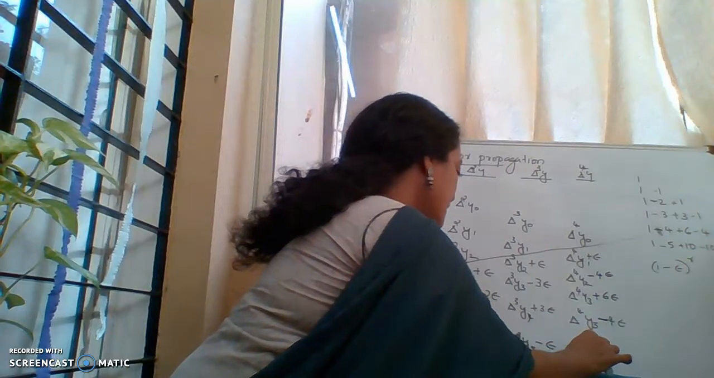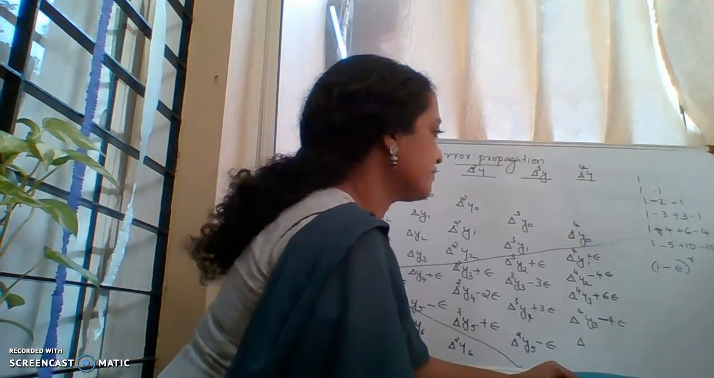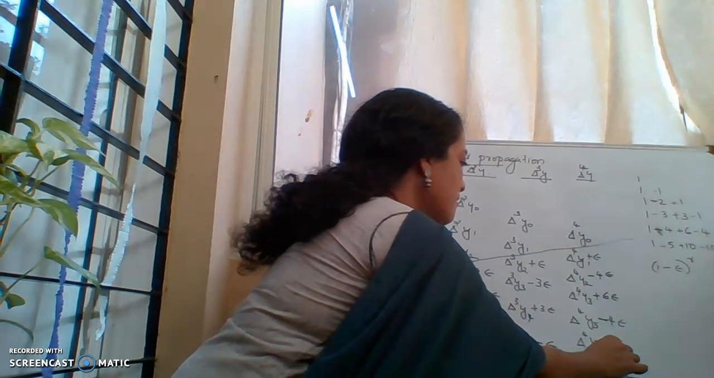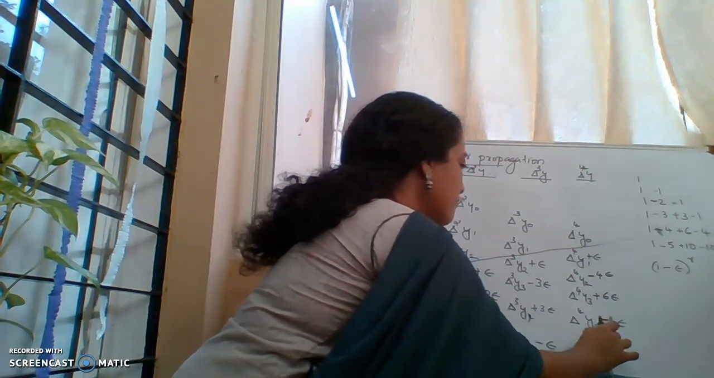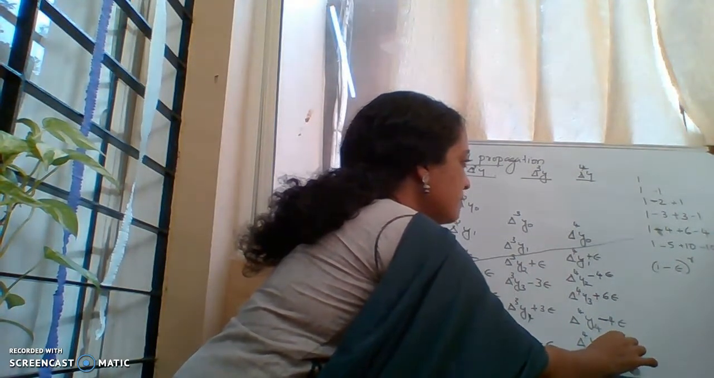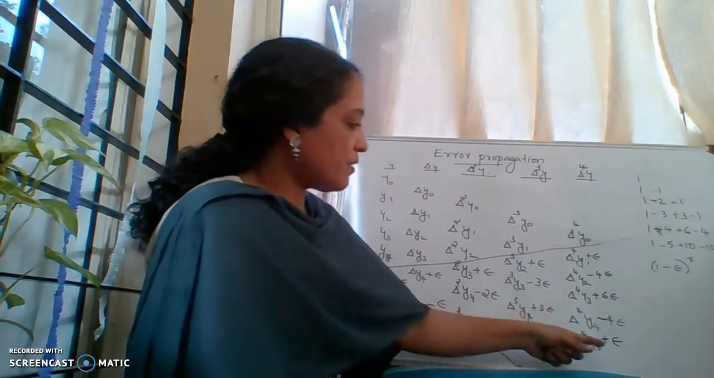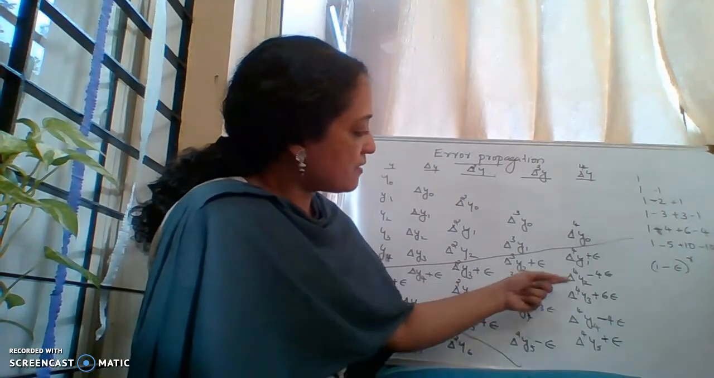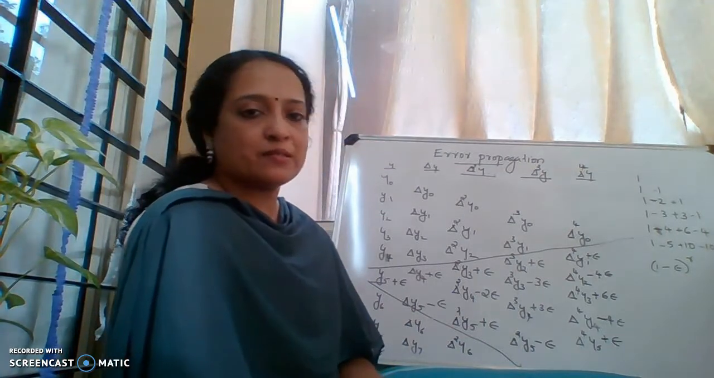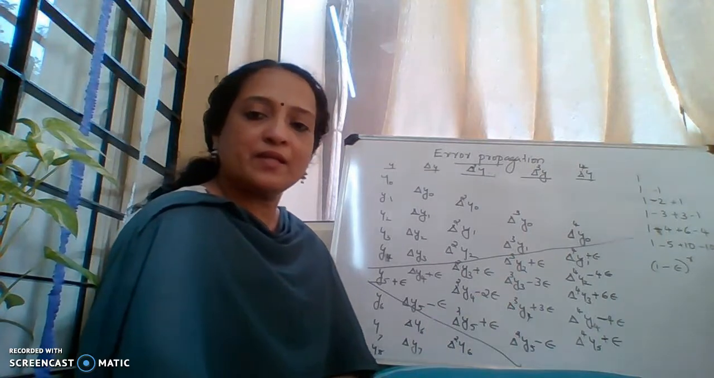And the next one will be del raised to 4, this is y4, this is y5 plus epsilon. Okay. So here also you can see that 6 plus 1 is 7, plus 1 is 8, minus 8 is 0. So the algebraic sum of the errors in the table will also be equal to 0.